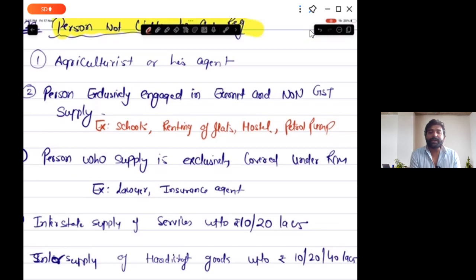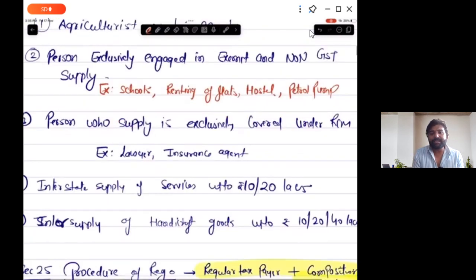The person whose supply is covered under RCM. A person whose entire tax has to be paid not by the supplier but by the receiver, so the supplier will be exempt, na. Supplier is more like an exempt person because he doesn't need to pay any tax. So why ask them to get registered if they don't need to pay any tax? And that's why they are also excluded from the list of registration and they don't need to get registered.